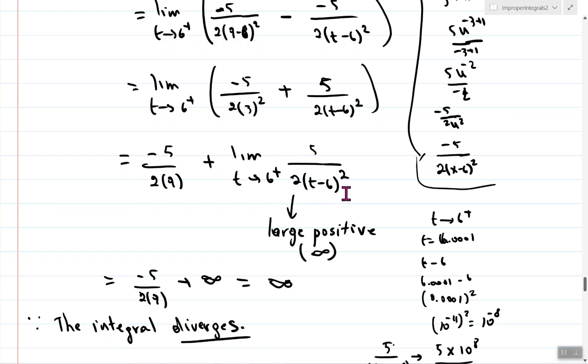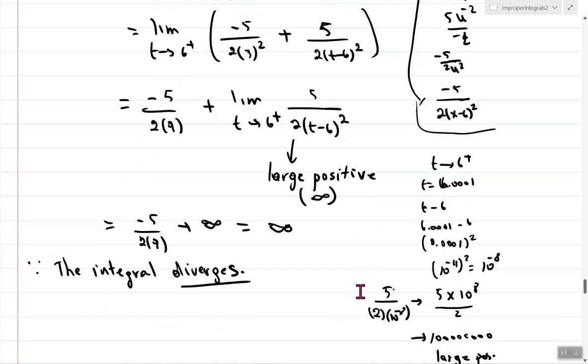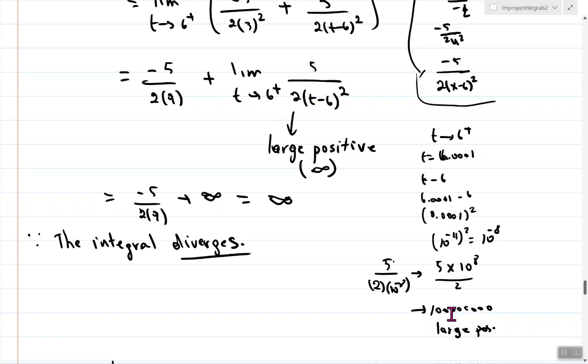When you square it, it gives us an even smaller number. Okay, so it gives us 10 raised to negative 8. But that is on the denominator, and when you move it to the numerator, the 10 to the negative 8 becomes 10 to the 8th, which is 8 zeros. Okay, which is a large number, a large positive. So this limit will give us a large positive.